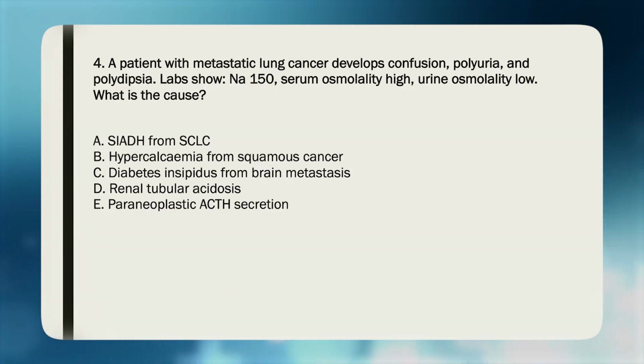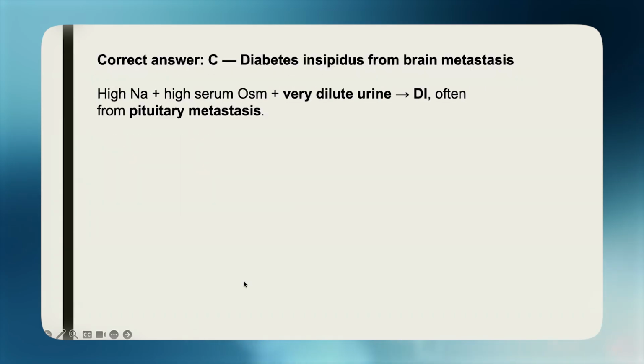Is it SIADH from small cell lung cancer? No, it's not SIADH, right? What is the diagnosis? Okay. Somebody answer, I think. A is wrong. Hypercalcemia is wrong. Diabetes insipidus from brain metastasis? Yes, possible. Renal tubular acidosis? No. Paraneoplastic acid secretion? No. So it is diabetes insipidus. Okay. So DI from the brain mets: high sodium, high serum osmolality, very dilute urine, and often from pituitary metastasis.